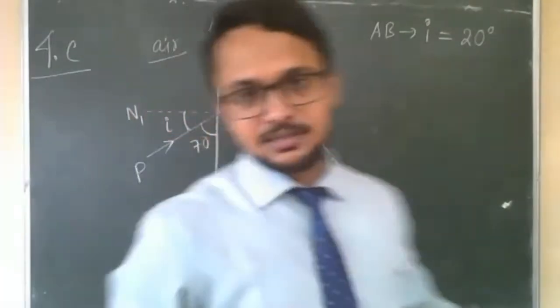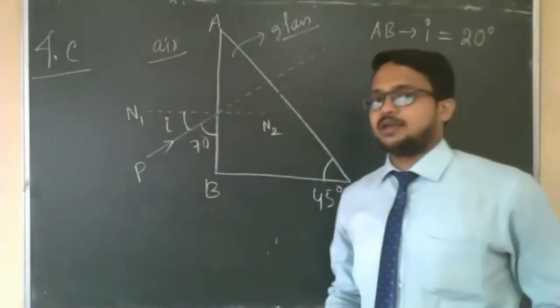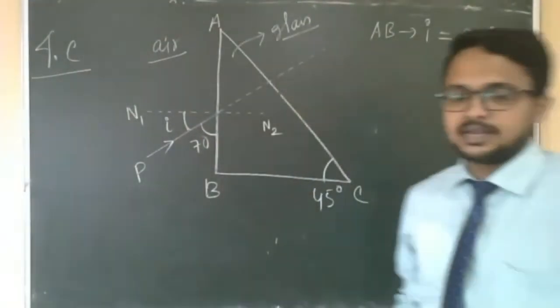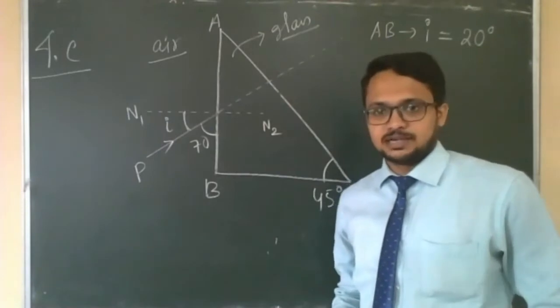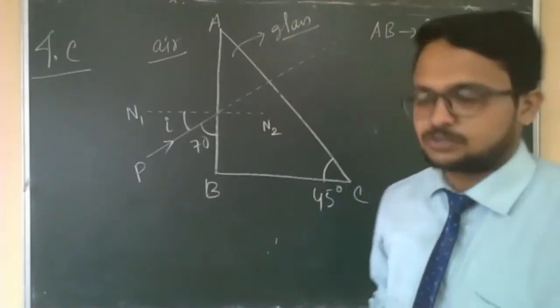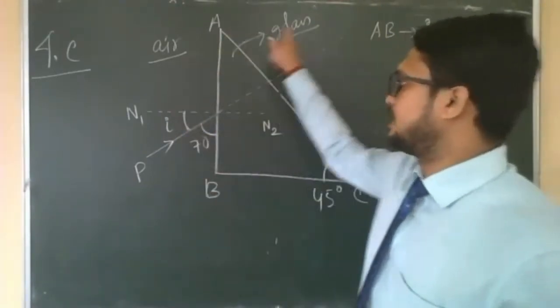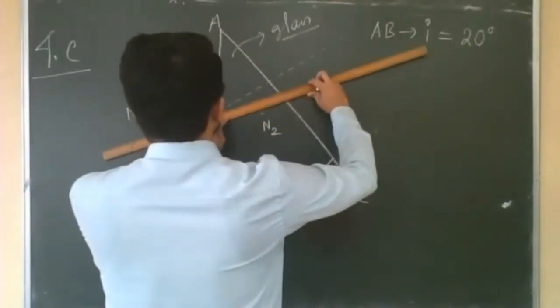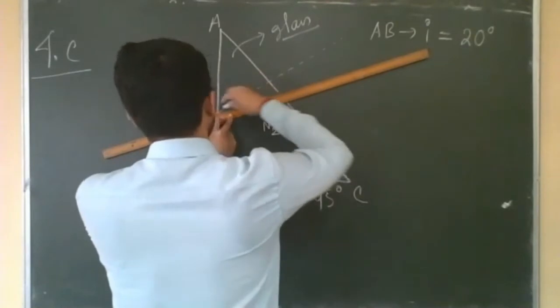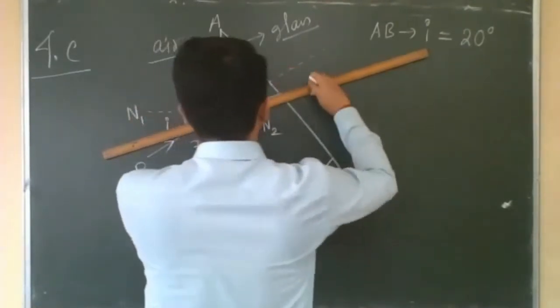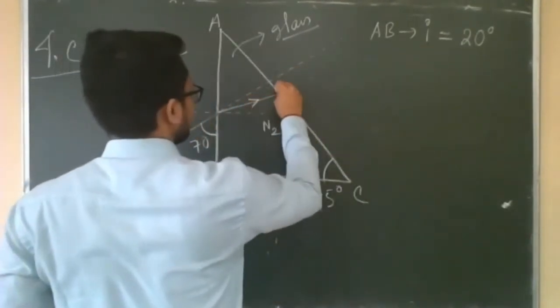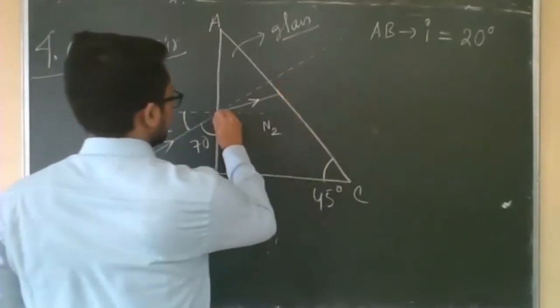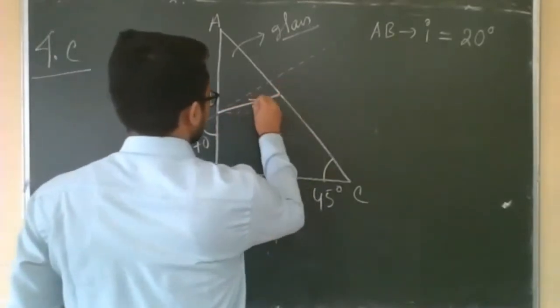Away or towards? Yes, towards. Towards the normal, rarer to denser. It will bend towards the normal. So towards the normal means in this direction. This is towards the normal.